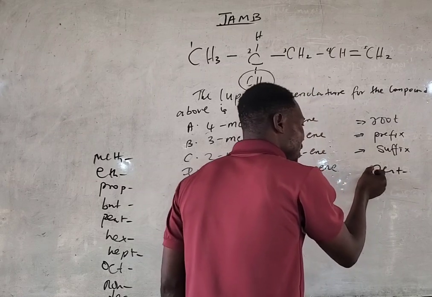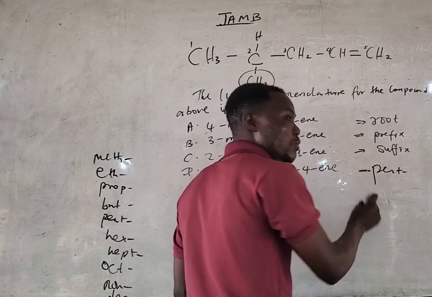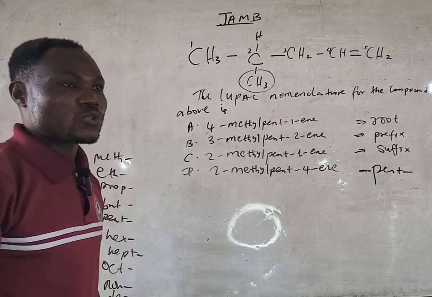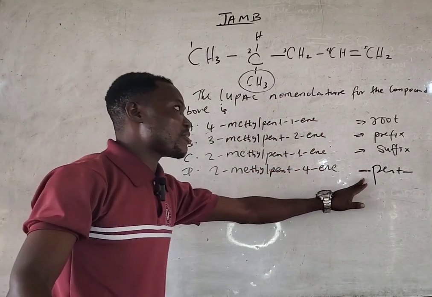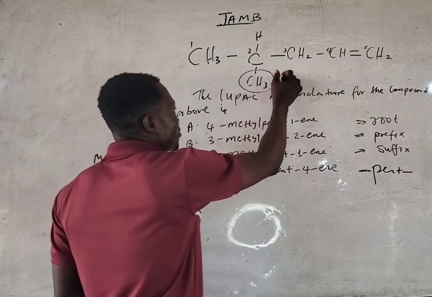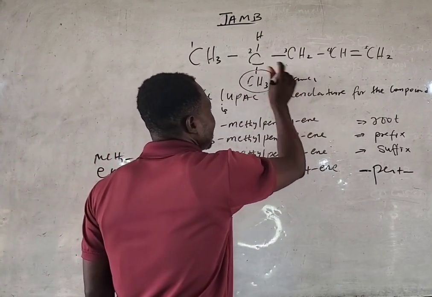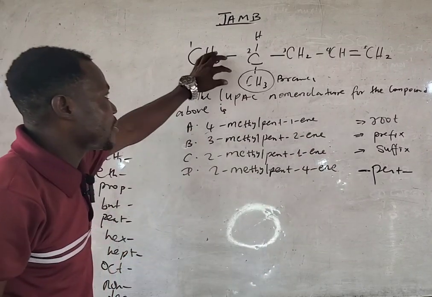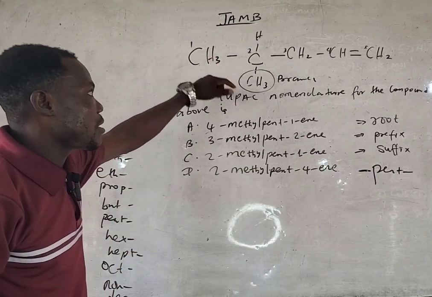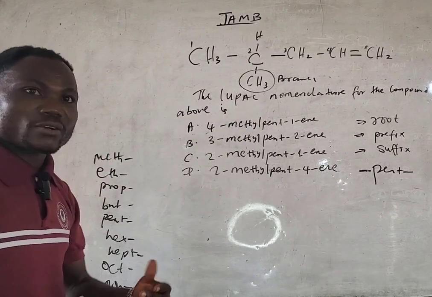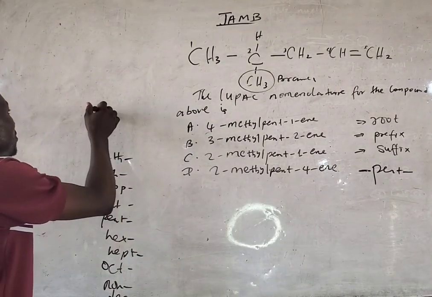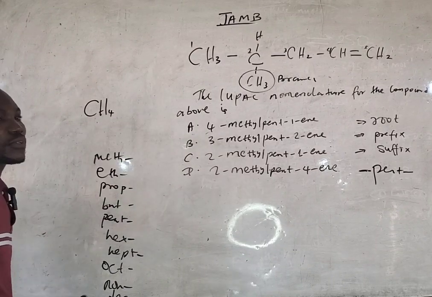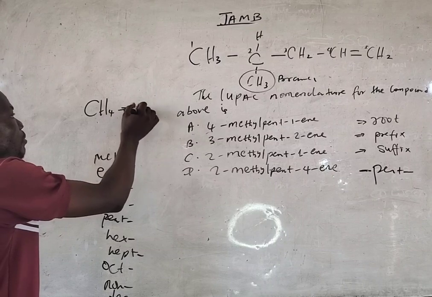Now something is likely to come in front, which is what we call the prefix, and something can come at the end, which is what we call the suffix. So how do we know the prefix? The prefix is determined by the branch. So this is a branch, or what we call a substituent. So the prefix is the substituent. What is the name of this substituent? It is methyl. An alkyl group is an alkane that has lost 1 hydrogen atom. So this is methane; if it loses 1 hydrogen atom, it becomes methyl.